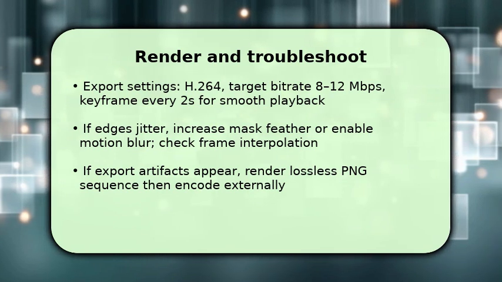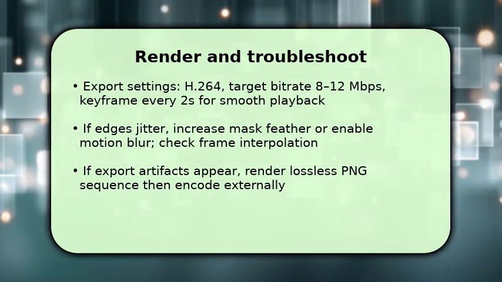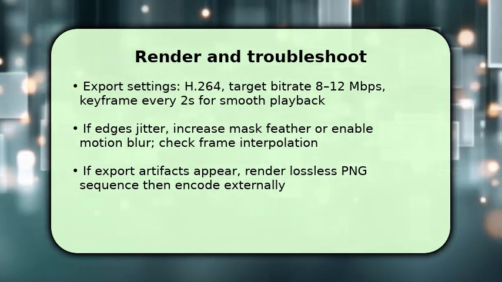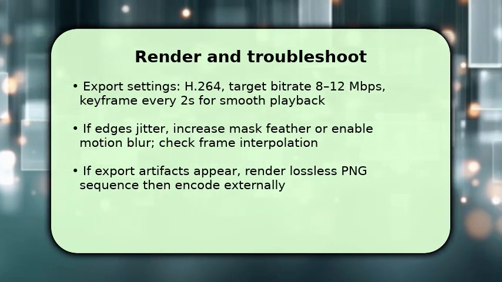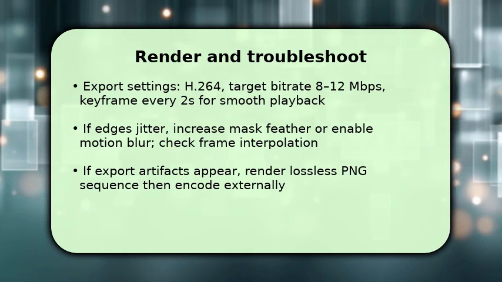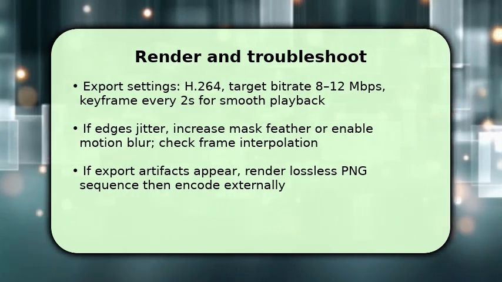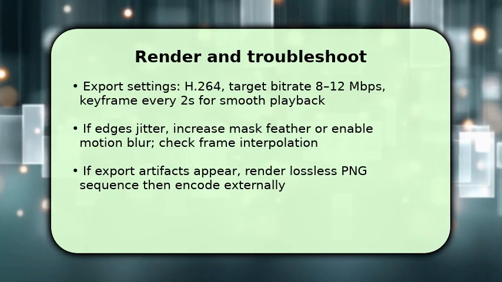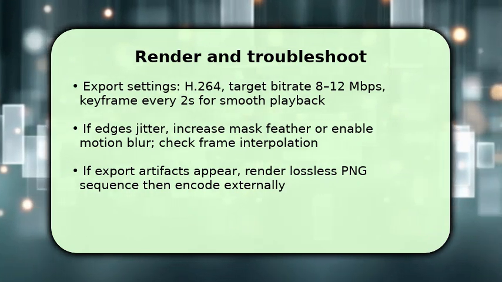Render a short test clip first. If you see edge jitter, increase mask feather, enable motion blur, or switch interpolation to optical flow to reduce strobing. If artifacts persist, render a lossless PNG sequence and encode in a dedicated compressor.